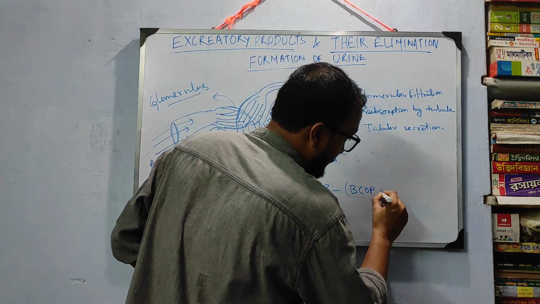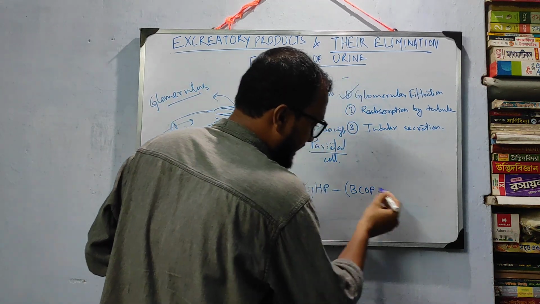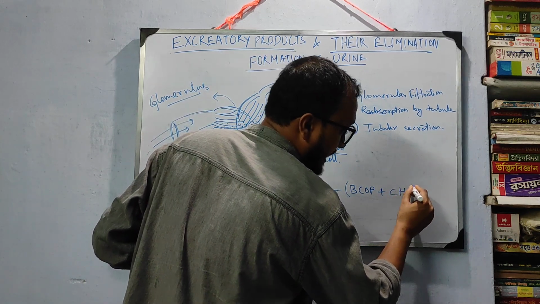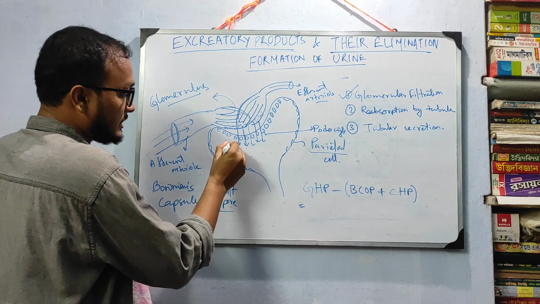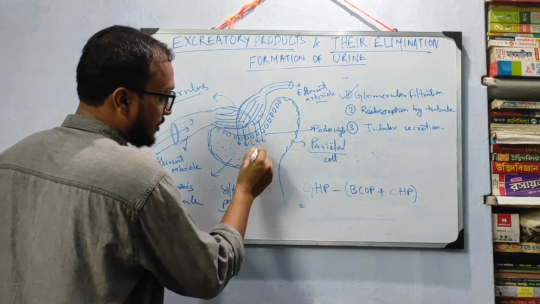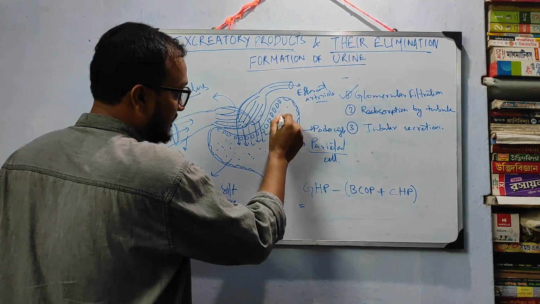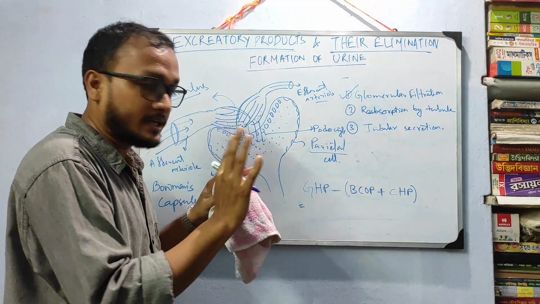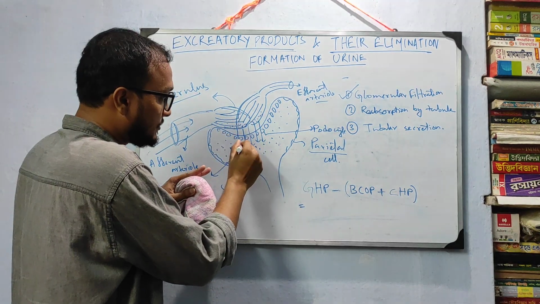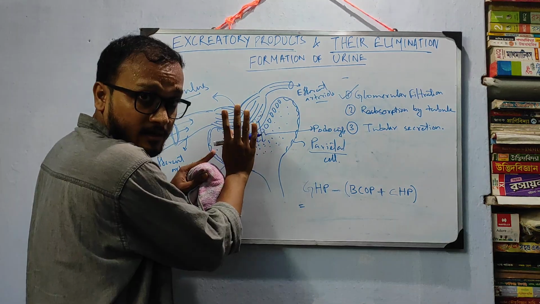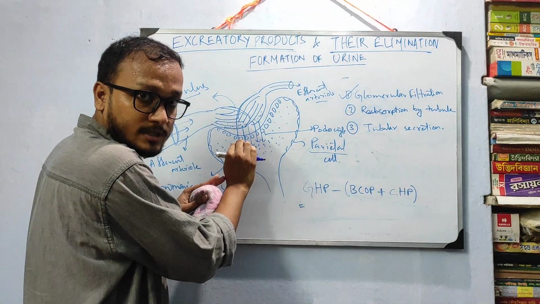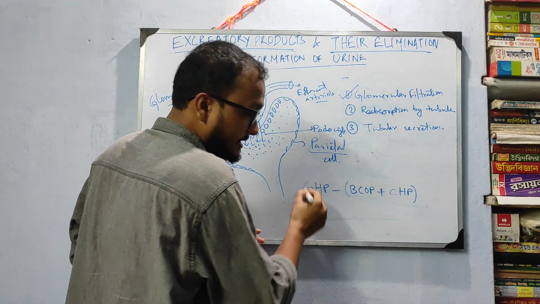Now there is another pressure that reacts against the GHP, known as capsular hydrostatic pressure. All the filtrate collected in the Bowman's capsule portion fills this region. They also prevent the filtrate from coming from the glomerulus and entering into the Bowman's capsule, right? So they are also reacting against the GHP.